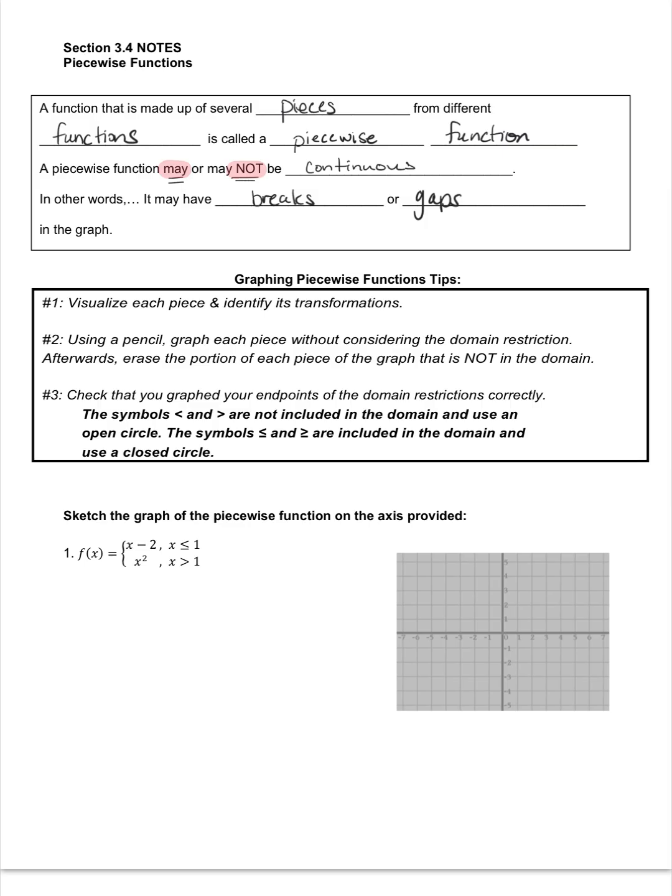Number 3 is check that you graphed your endpoints of the domain restrictions correctly. The symbols less than and greater than are not included in the domain and use an open circle. The symbols less than or equal to or greater than or equal to are included in the domain and use a closed circle. So let's go through the steps as we look at each one of these in this next example. So we have two different types of equations here.